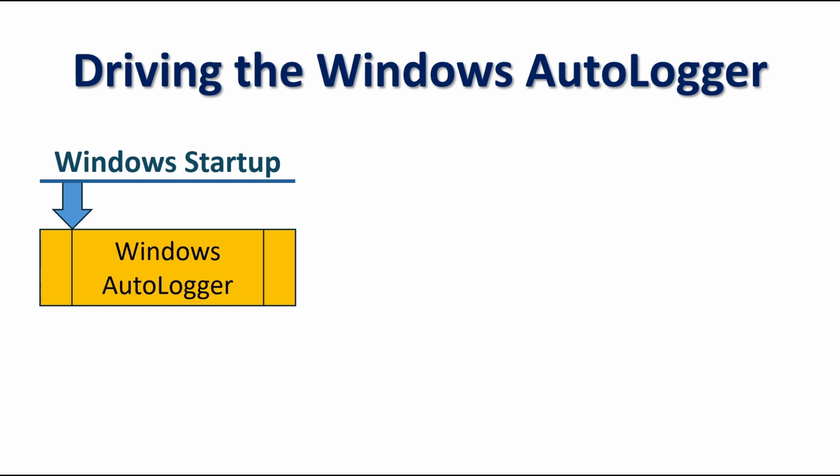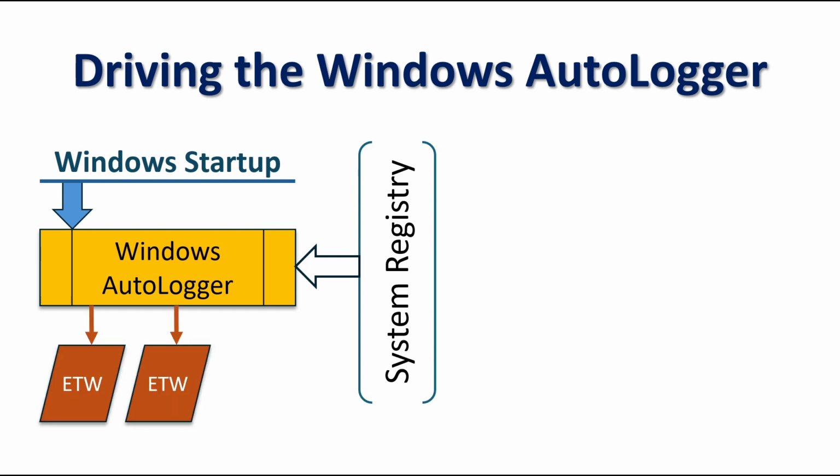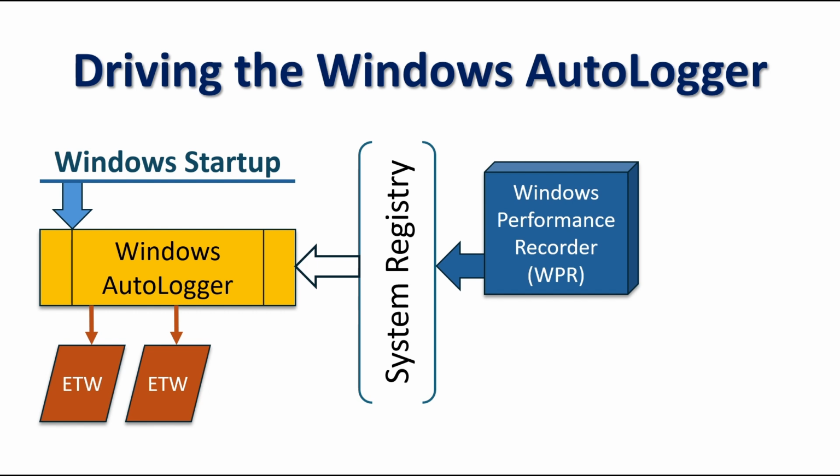The Windows Autologger runs early in the Windows startup sequence. It reads its tracing configuration keys from the system registry, and it starts the corresponding ETW tracing sessions. On some systems, there might be dozens of these Autologger traces pre-enabled. WPR, the Windows Performance Recorder, is able to add tracing configuration keys to the registry.